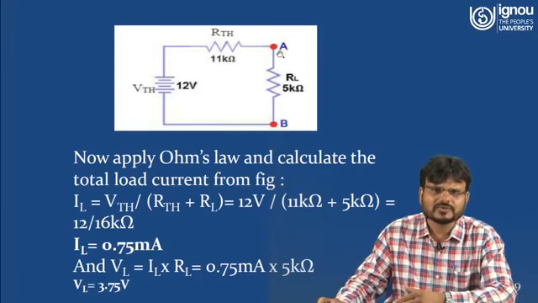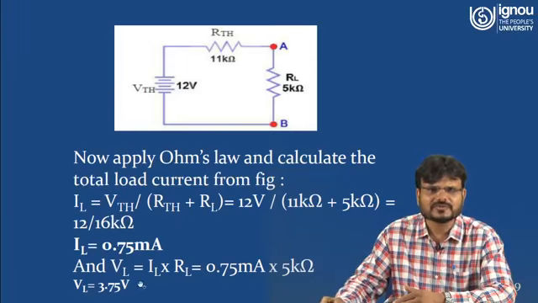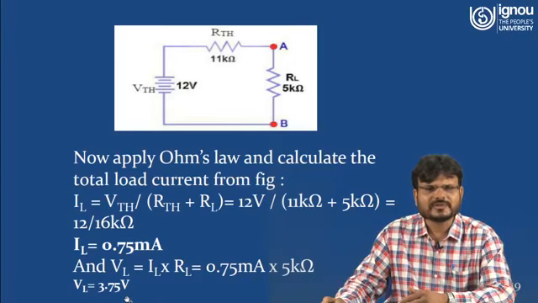Now you are interested in calculating the voltage across terminals A and B. So the voltage across terminals A and B, VAB, is equal to the current flowing through the load resistance RL multiplied by this load resistance RL. So VL is equal to IL multiplied by RL. IL is equal to 0.75 milliampere, and RL is equal to 5 kilo ohm. So just multiply these two factors, and it comes to VL equal to 3.75 volts.